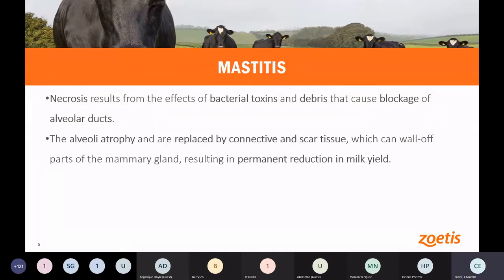Okay, then because of that necrosis and the debris that is formed as a result of those bacterial toxins, that can actually cause a blockage of those alveolar ducts. And that, in effect, then has an effect on the effectivity of the intramammary antibiotics that you try and put into that udder to try and treat it. If it's blocked, it can't reach those areas, or if there's fibrosis in terms of connective tissue, scar tissue, it can't actually reach those areas and be where it needs to be effective.